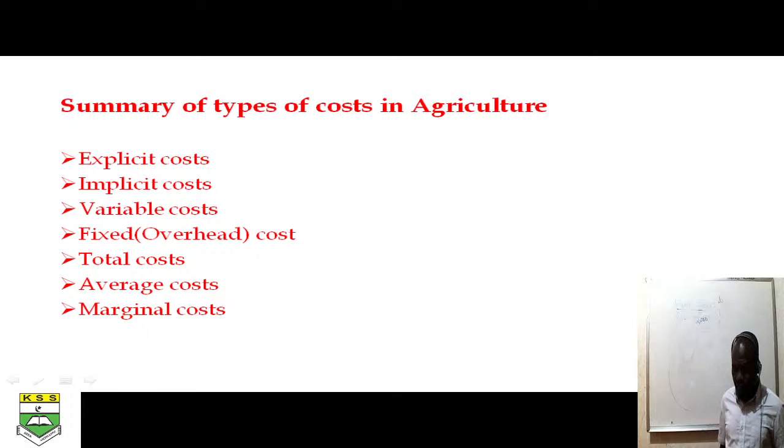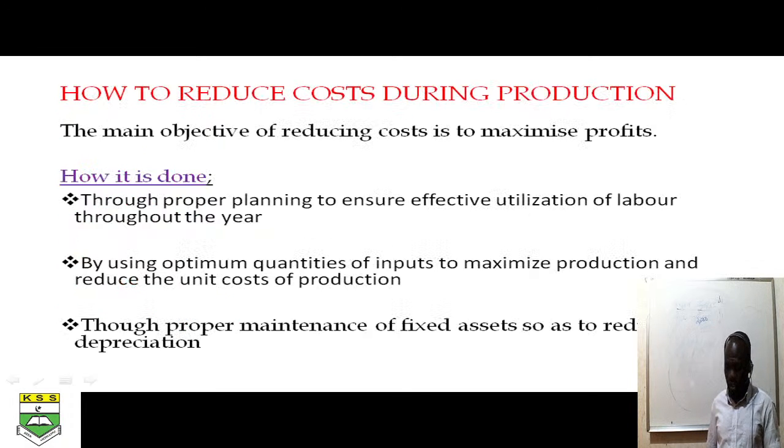Okay? So after knowing these costs, we need to know how we can reduce them. If you're a farmer, you know the different costs. How do you reduce them? Because there's no way you can make much profit when you're incurring a lot of cost. So you need to find mechanisms, you need to find ways of reducing these costs. And this is how we do.